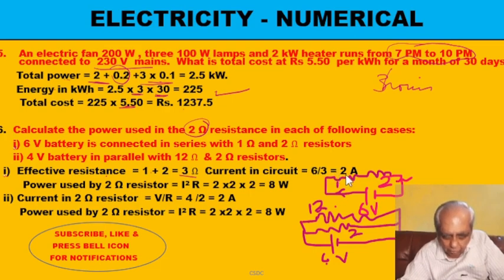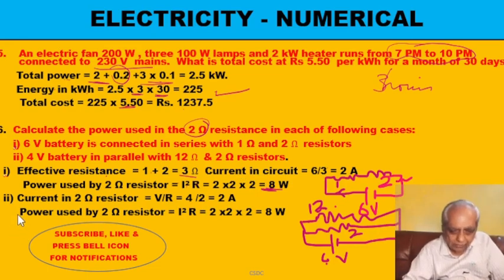Now once I know the current, in series the same current flows through all resistances. So through this 2 ohm also the current is 2 ampere, power is I square R, so 2 square into 2, I will get 8 watt. So this is the answer. Is it alright? In a series circuit, to get the effective resistance, add all the resistances and the current remains the same. So the voltage applied upon the total resistance will give me the current through all.